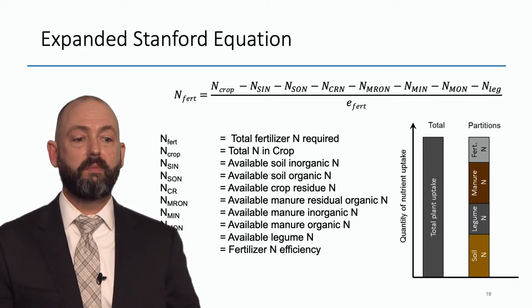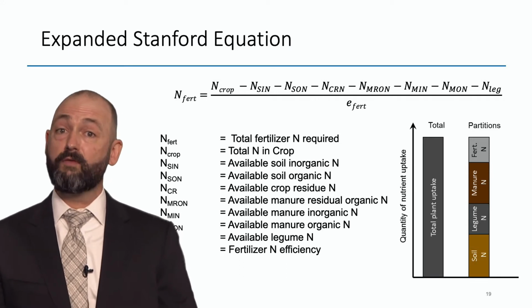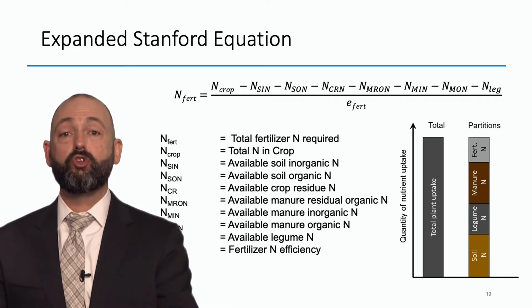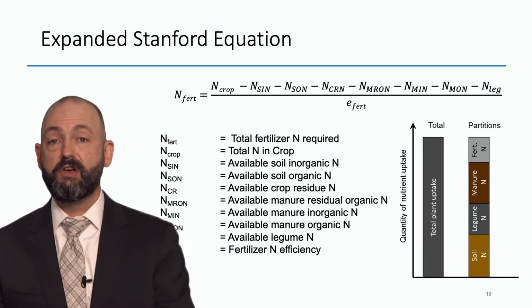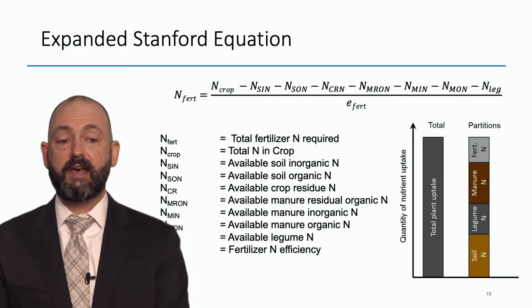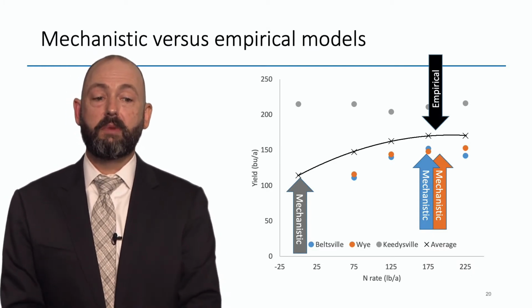Maybe I have manure in my system, and so I start piecing out these things. A more precise system, even if we're not doing variable rate, would give credits, additions, and subtractions for different management options, field conditions, climate, things like that. And so that's where we get this mechanistic versus an empirical model.